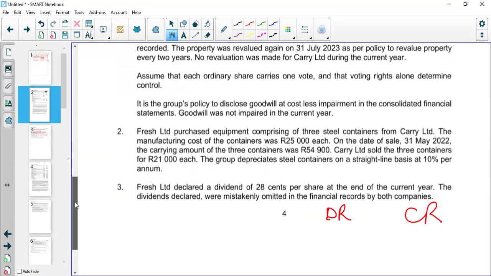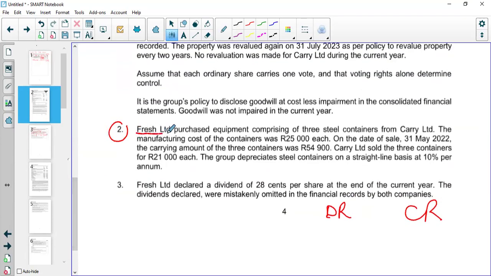Who sold anything? Fresh Limited, which is the subsidiary, purchased equipment comprising 3 steel containers from Kerry Limited, who is the parent. The manufacturing cost of the containers, the original cost, was 25,000. On the date of sale, the carrying amount of the 3 containers was 54,900. So this 25,000 is 25,000 rand each, and then the combined carrying amount was 54,900.